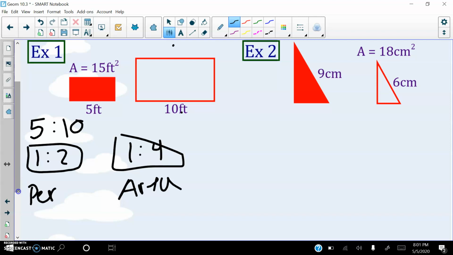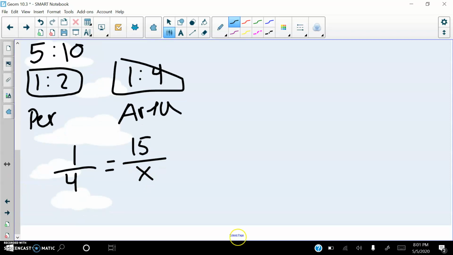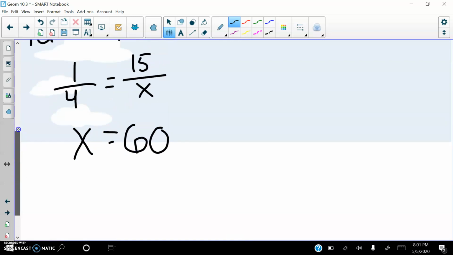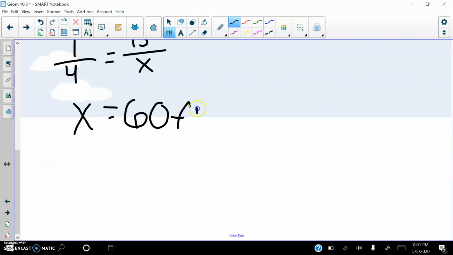So we have 1 to 4, and that is equal to, well, the area of our little rectangle is 15. We don't know the area of the other one, so I'm going to say x. And this is just cross multiplying. So 1 times x is x, 15 times 4 is 60, and we're looking for area, so our unit is feet squared.